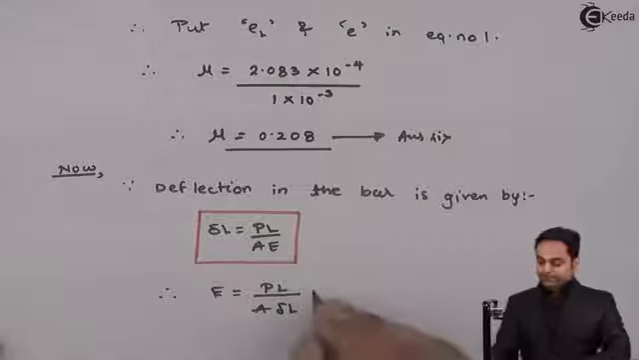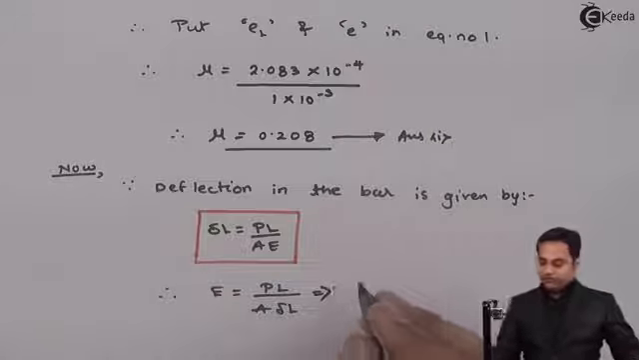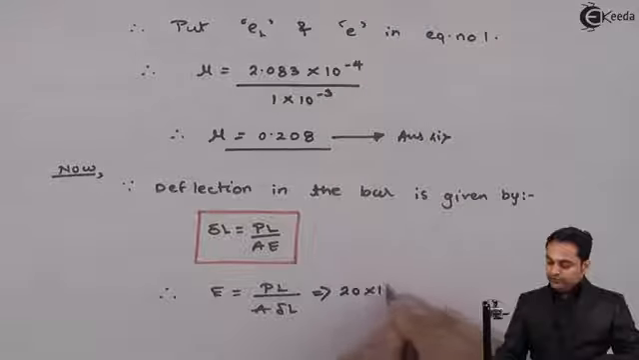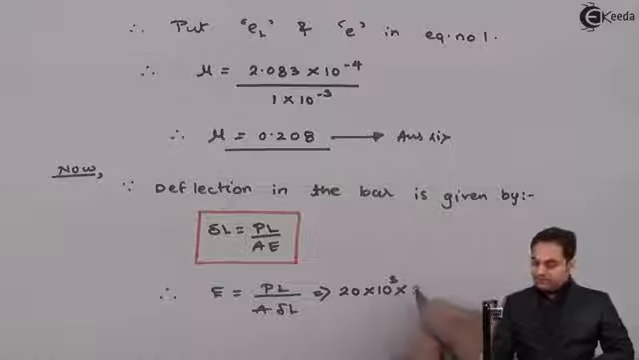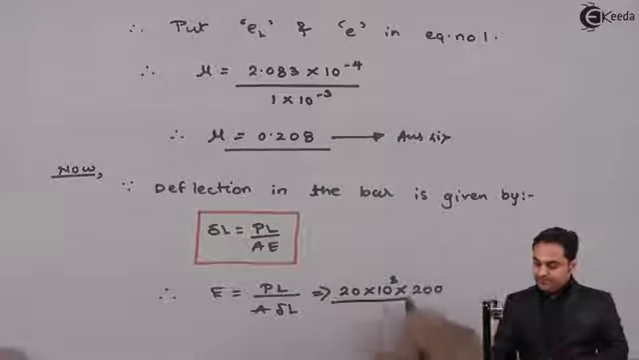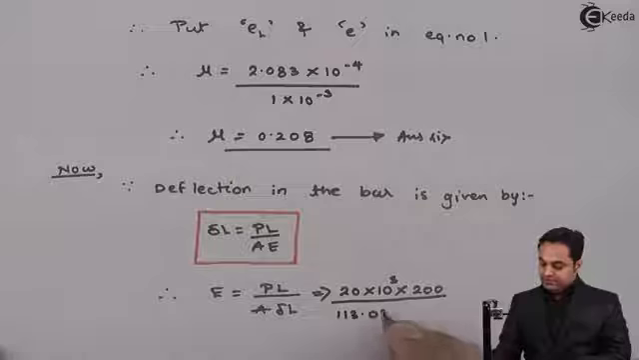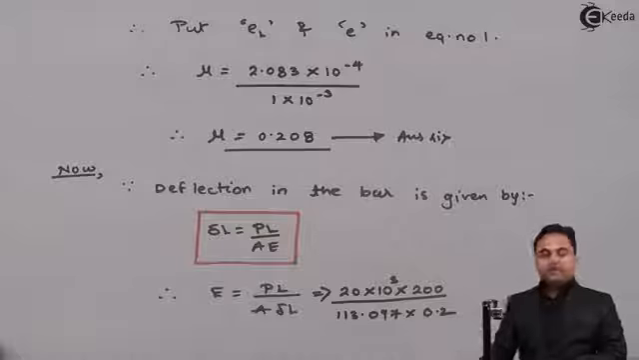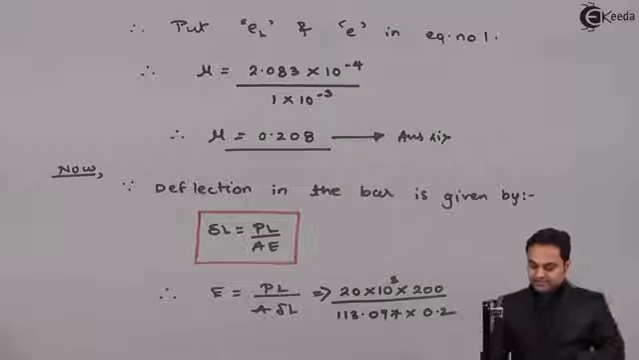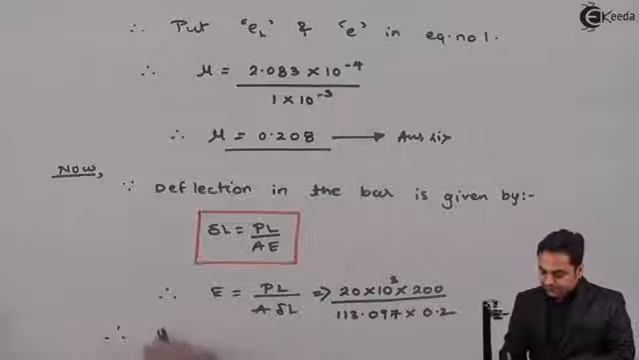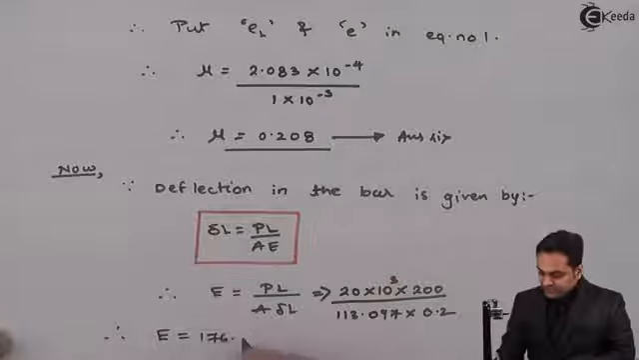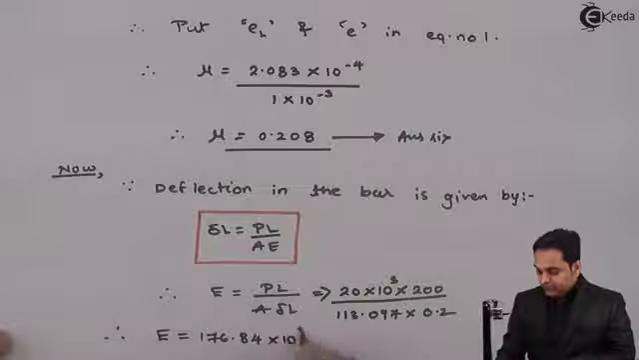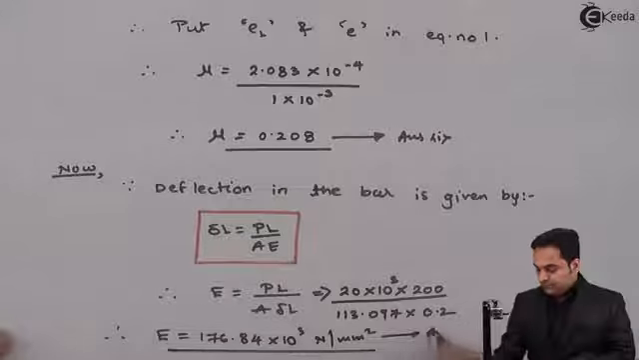Putting the values, P is 20 kilonewton, so it is 20 into 10 raised to 3 Newton. Length is given as 200 mm. Area we have found out in the data, 113.097, and change in length is 0.2. So from this, if I calculate, I'll get the answer as, therefore capital E comes out to be 176.84 into 10 raised to 3 Newton per mm square. This is the second answer.